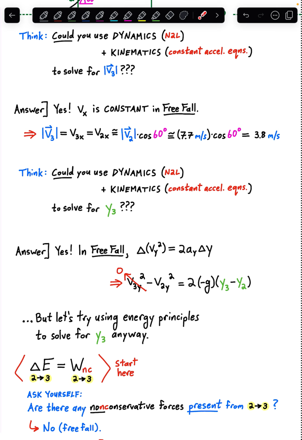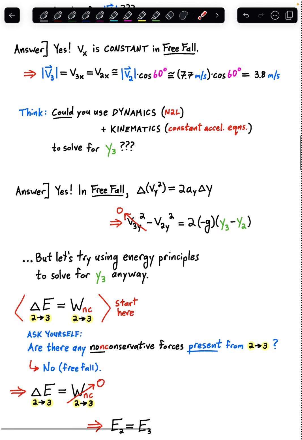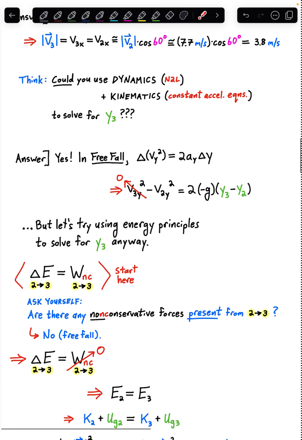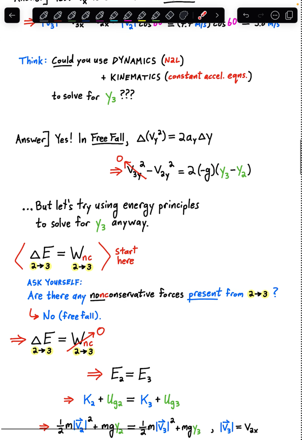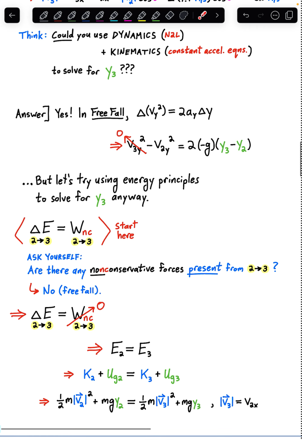Therefore, the right-hand side of this equation is 0, which means that the change in mechanical energy of our system from moment 2 to 3 is 0, so energy at 2 can be set equal to the energy at moment 3. So we state this principle, and then we write this sequence of lines. Energy at 2 is the kinetic at 2 plus the gravitational potential at 2. And likewise at 3, the K3 plus the UG3.